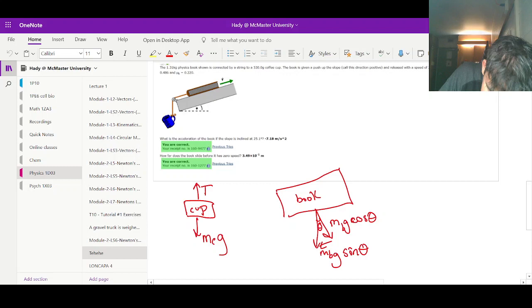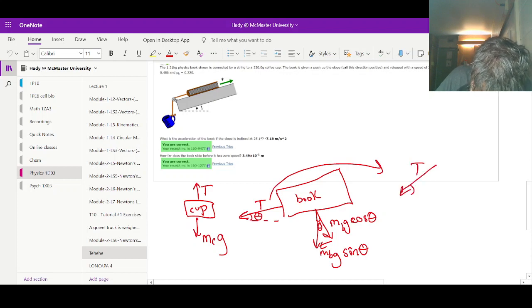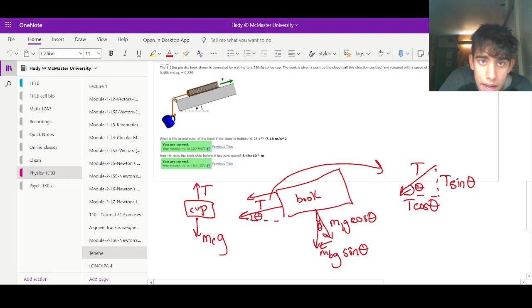It also has our tension, so T, and our tension also has two components. Actually, here, I'll draw it out. So tension is our T, our theta, and we have our T sine theta, whoops, little brain fart, T cos theta. And then here, we also have the frictional force.